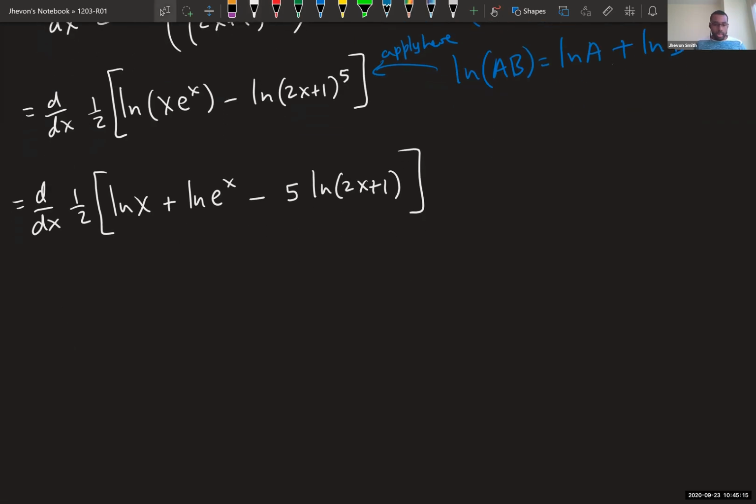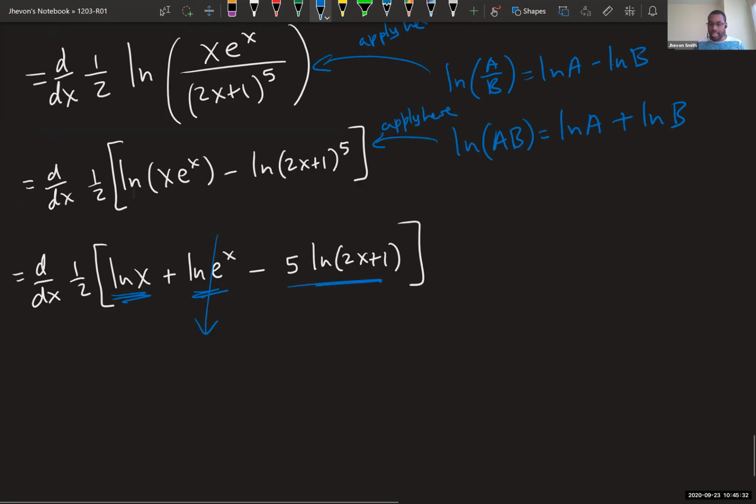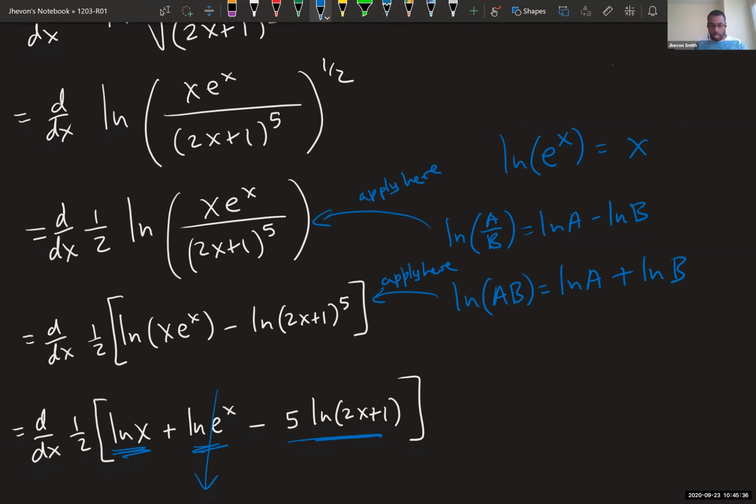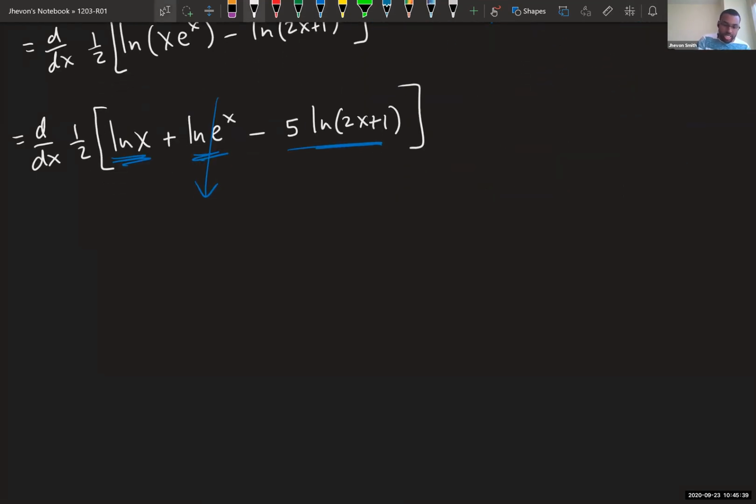Okay. Now look at what we have here. We know that derivatives distribute across sums. So the derivative of this sum is just the sum of the derivatives. I only have to find the derivative of this, the derivative of that, the derivative of that. And in fact, this one can simplify even more because of the ln of e to the x rule that we mentioned up here. Right? So that's actually just an x.